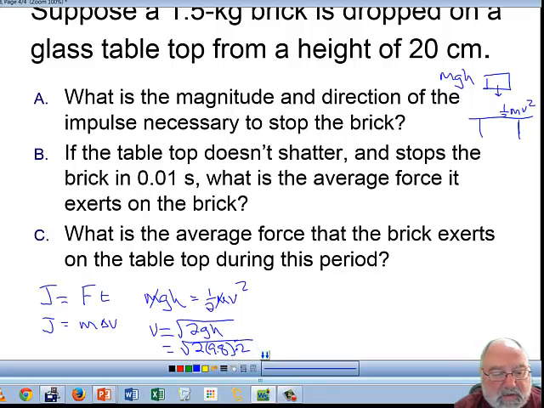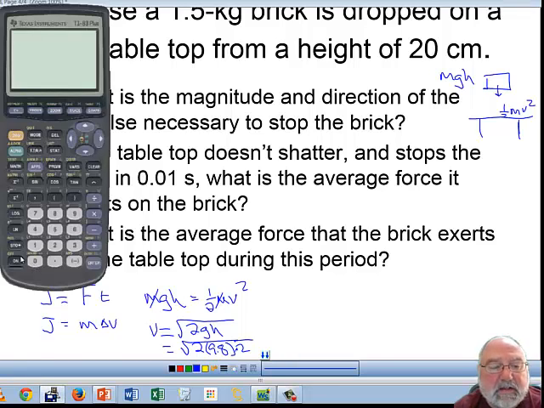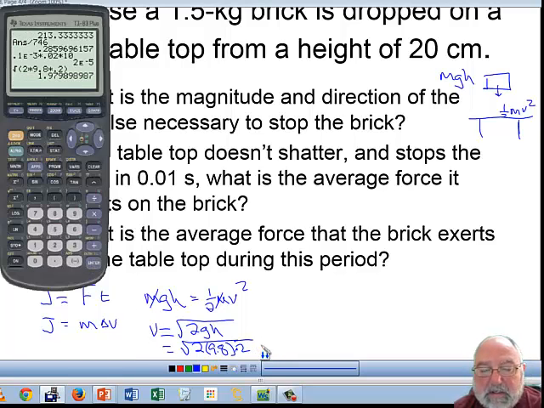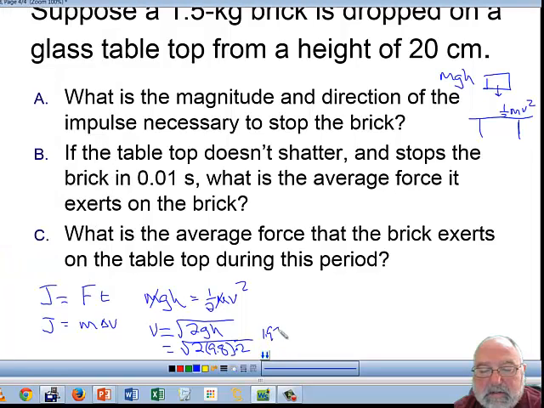Okay, I can't do that one in my head, so let's pull up the handy dandy calculator. Okay, so we have square root times 2 times 9.8 times 0.2. Close that parentheses. And that gives us a speed of 1.97 meters per second. Okay, now what do I need to do? Well, I have the mass. Now I have the final speed. We knew what the initial speed was, didn't we?